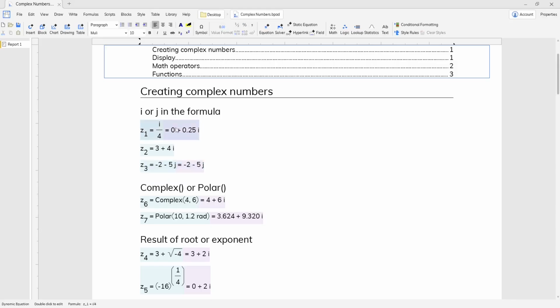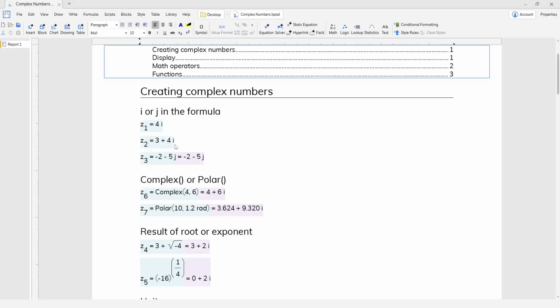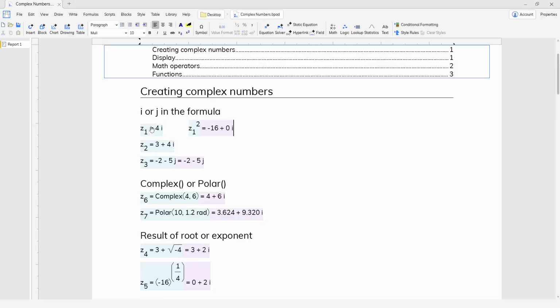It's pretty straightforward. So going back to this top one, I can also, for example, just type in 4i, and that's also going to work. So then if I tab over, I can press the equal sign. I can reference this value and take the square, and then I'm going to get my answer.